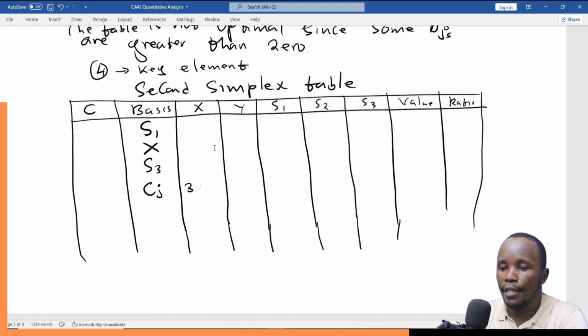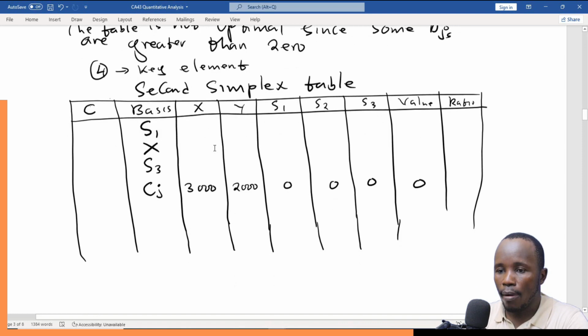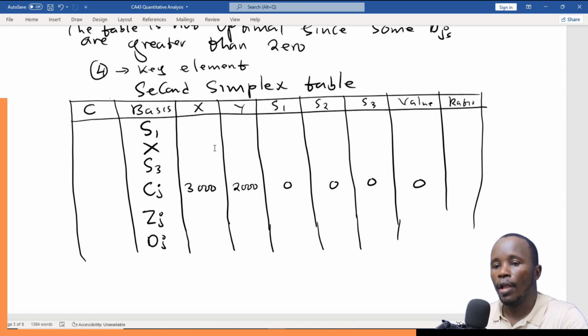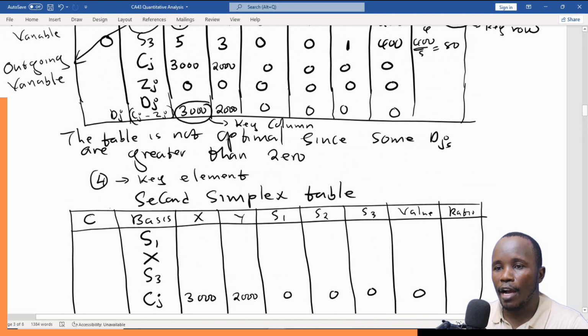CJ will remain 3000, 2000, 0, 0, 0, and 0. We said CJs are not going to change. Now, I still have my ZJ, and I'll have my DJ. Now, the interesting part comes in here.